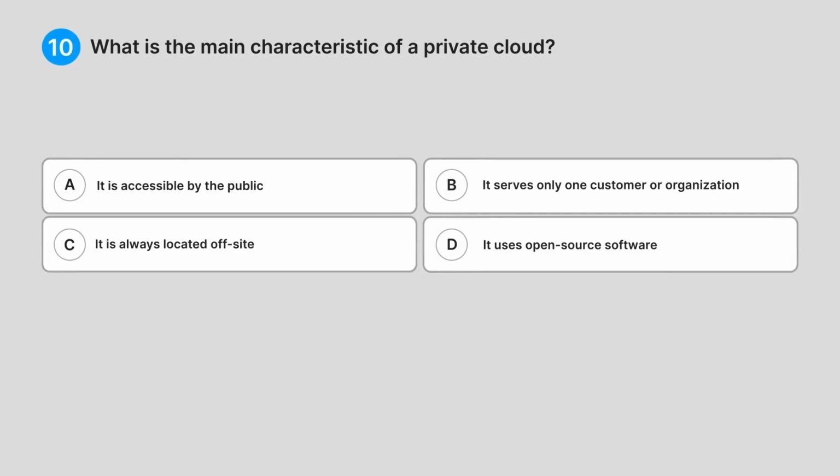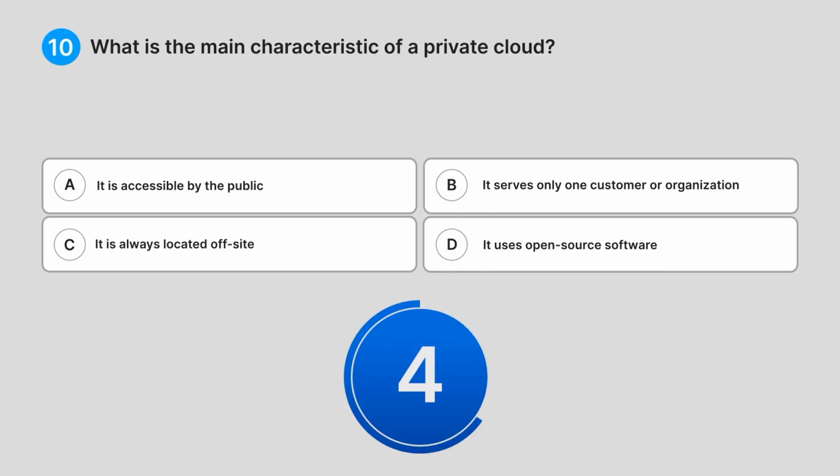10. What is the main characteristic of a private cloud? A. It is accessible by the public. B. It serves only one customer or organization. C. It is always located off-site. D. It uses open source software. Do you know the answer?